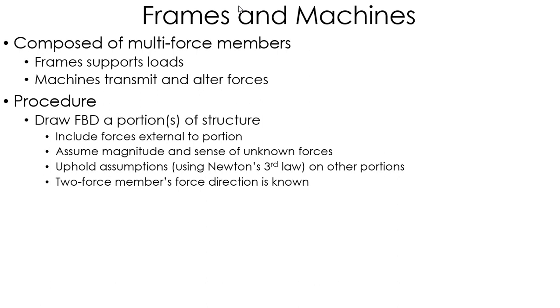Then when you move to another portion where that same force shows up, you apply Newton's third law and say, it's the same force, so it's got the same magnitude. It's just in the opposite direction on this portion versus the other portion. So basically make an assumption and stick with it, using Newton's third law. Another helpful hint is recognize any 2 force members that might be in the body, because if you've got a 2 force member, then you know the direction of that force. So you can know basically one extra thing about the force.